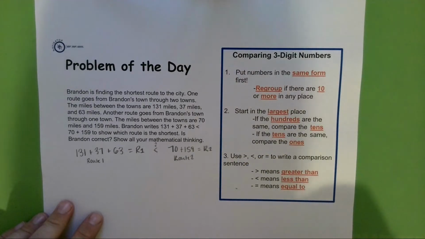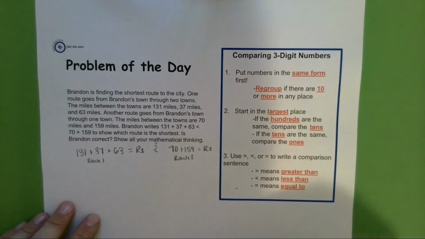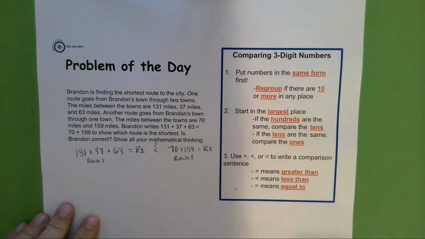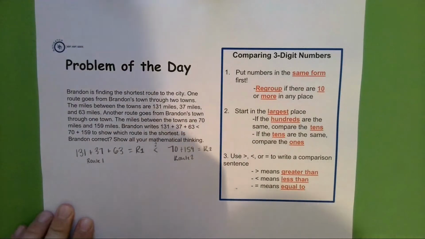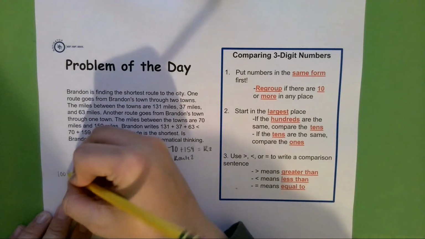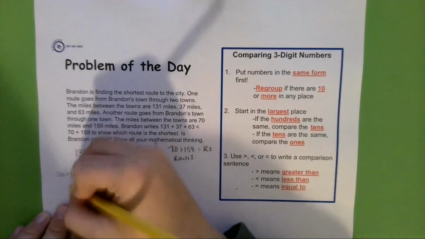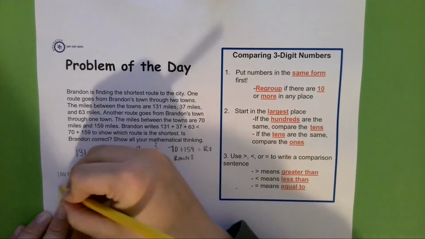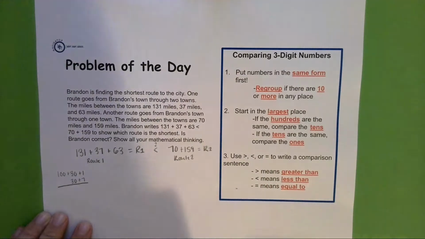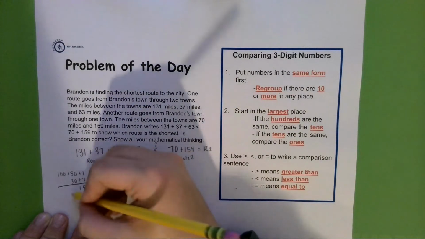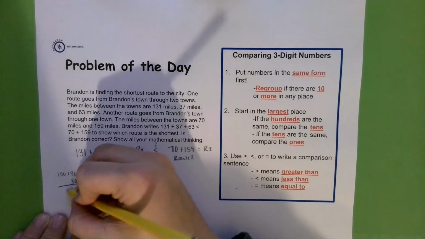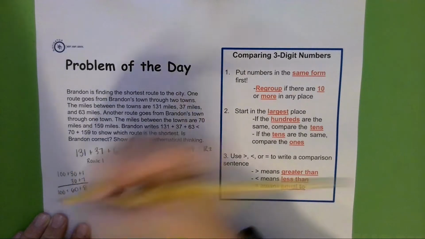Interesting. How can we solve the problem? Say it out loud. I bet you said that first we need to add up all the numbers for route 1. Let's do it using expanded notation. 1 plus 7 is, right, 8. And 30 plus 30 is, good, 60. And 100 plus 0 is 100.